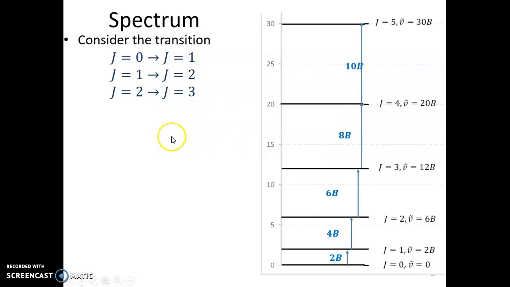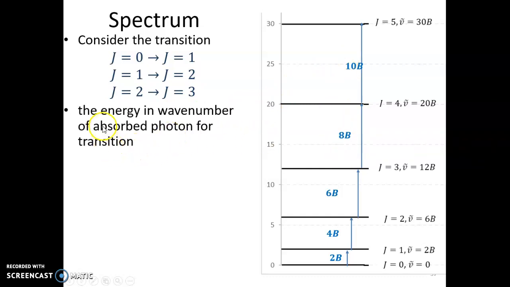So before I leave this slide, there's one thing that I quickly want to share. This 2B, 4B, there's a general formula for it. So you have a transition from the energy absorbed, you have a transition going from J double prime to J prime.